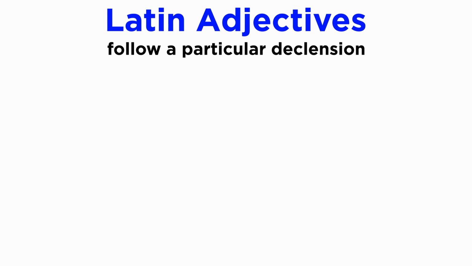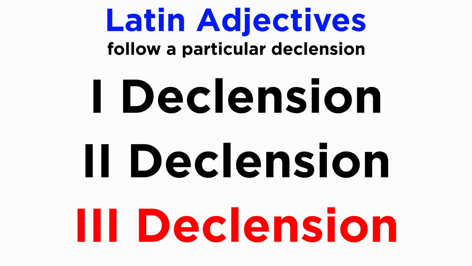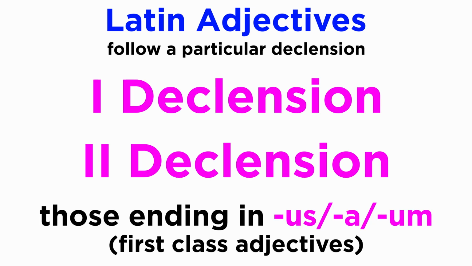Grammatically speaking, it gets a little more complicated because Latin adjectives can follow different declensions. Some follow the first or second declension, while others follow the third. In this lesson, we are going to see adjectives ending in -us, -a, -um. These adjectives follow the forms of the first and second declension, and they are called first-class adjectives.